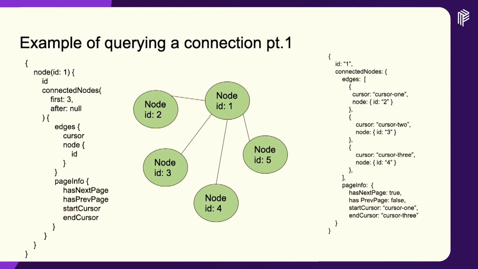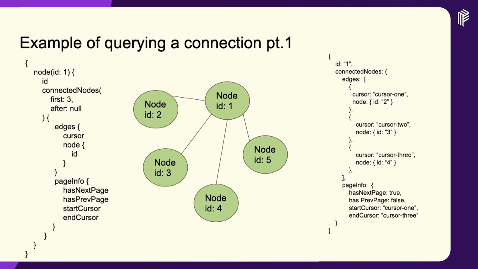And we also get this page info: has next page, has previous page, start cursor, end cursor. This is a part of the Relay spec. So this is what I was saying, you can't just pick up Relay and start using it, because you need to have your backend implementing this as well. So you need to have buy-in from your backend developers.